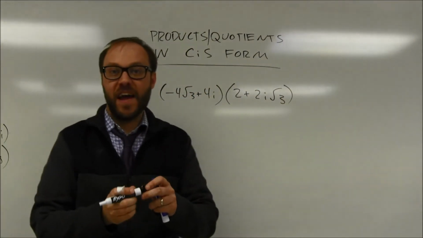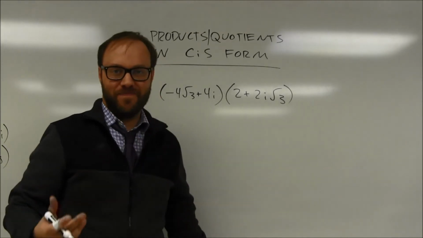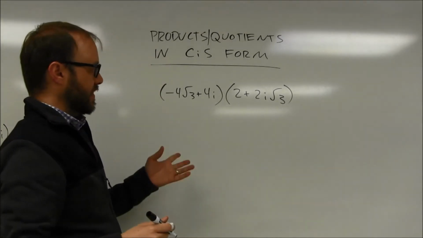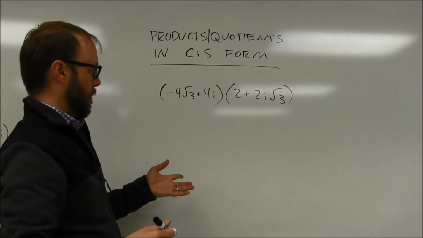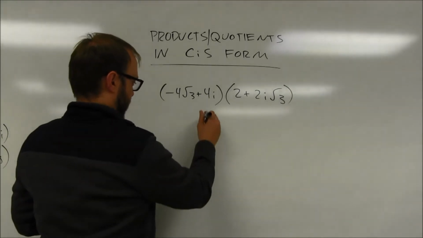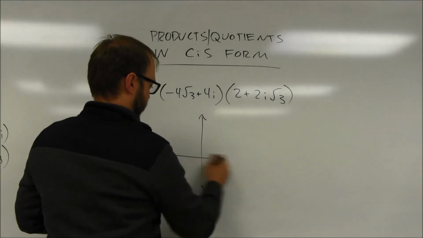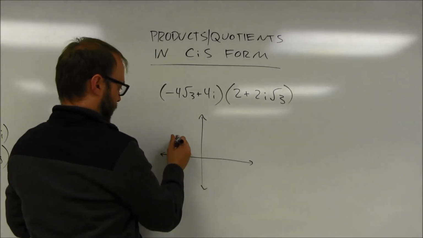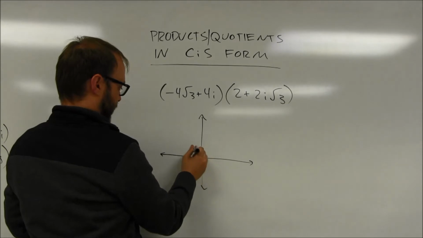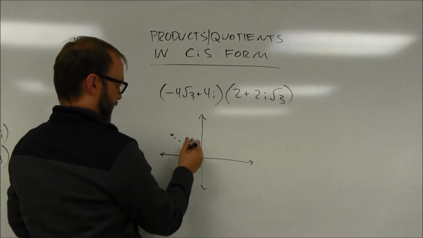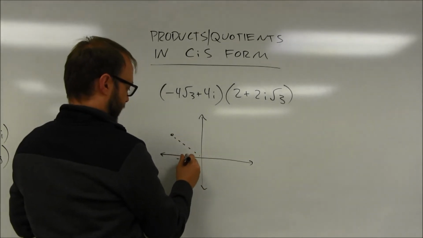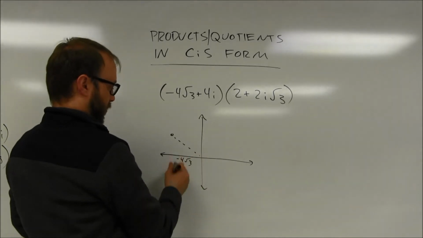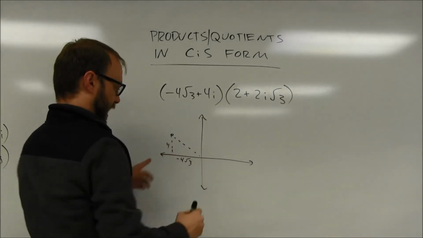I'm not saying this is faster. I'm just saying it's an option. But you can convert this to cosine i sine form. So to do this, we can think about what this graph would look like. Negative 4 radical 3 plus 4i. That's going to give you a point basically about right here. That's negative 4 radical 3, you're going back 4 radical 3, and going up 4.